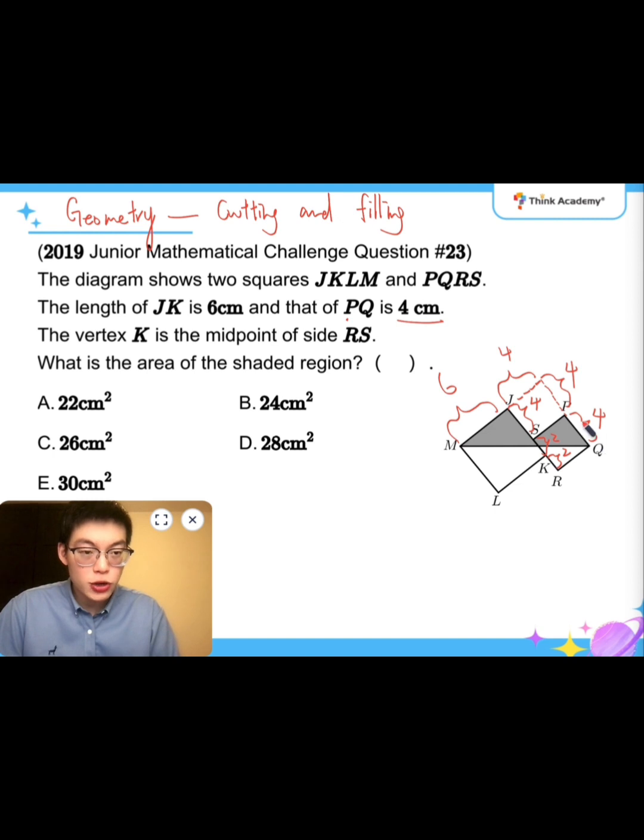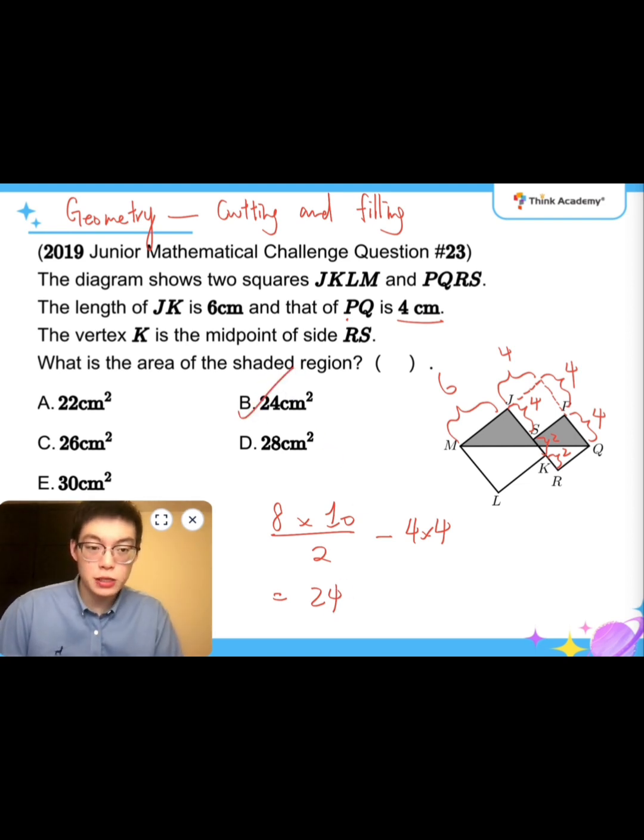So the area of the triangle is 8, this side, having a side length 8, times this side, 6 adding 4, that's 10, divided by 2, removing 4 times 4, which is the area of the square. So that's going to be 40 take away 16, which is 24. Once you know how to solve this question, once you know how to make it into regular shapes, then of course you can solve it immediately.